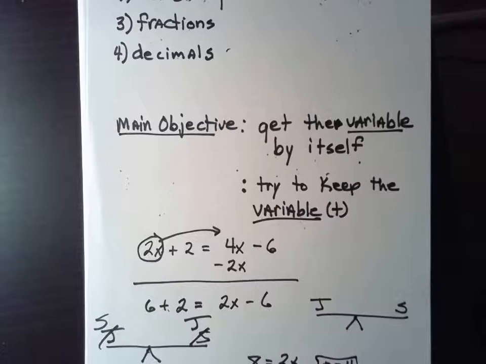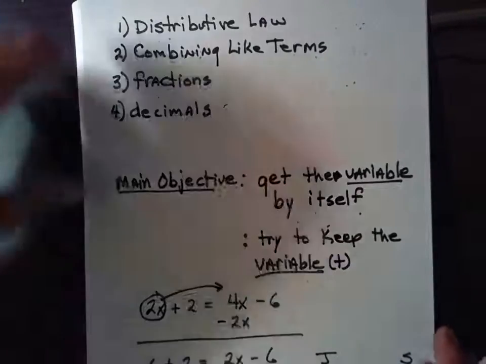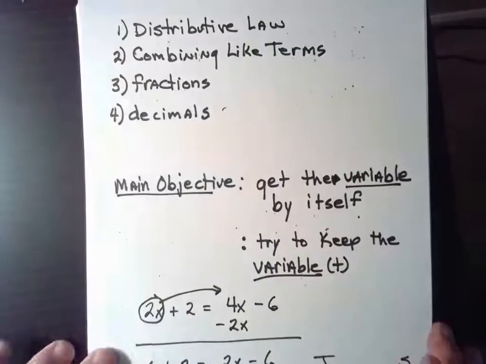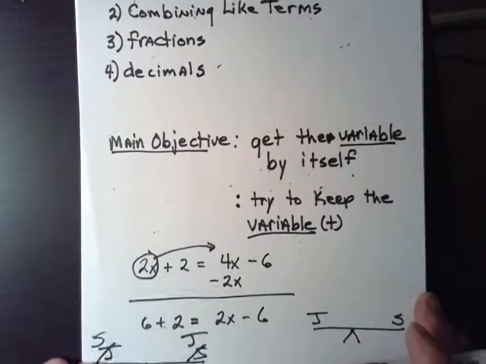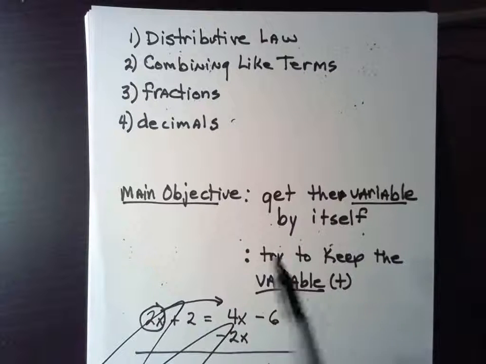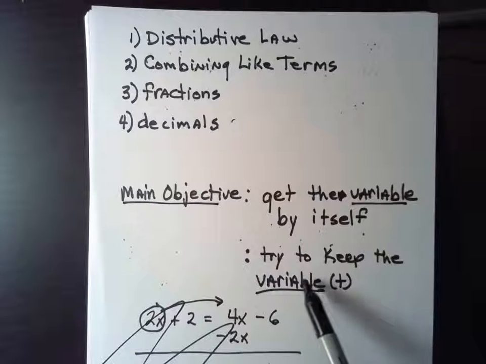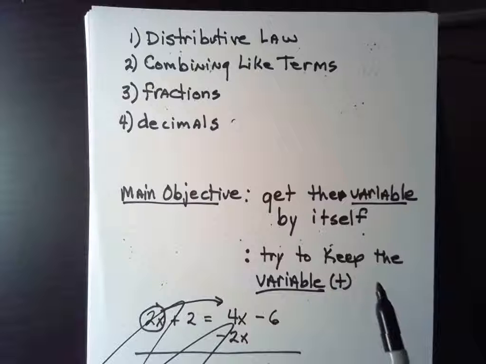But trying to keep the variable positive, that kind of goes up here. I'll go over that when we go over the 4 things that kind of mess you up with multi-step equations. So just forget about this. I was just showing you, try to keep the variable positive. That's my secondary objective of algebra.